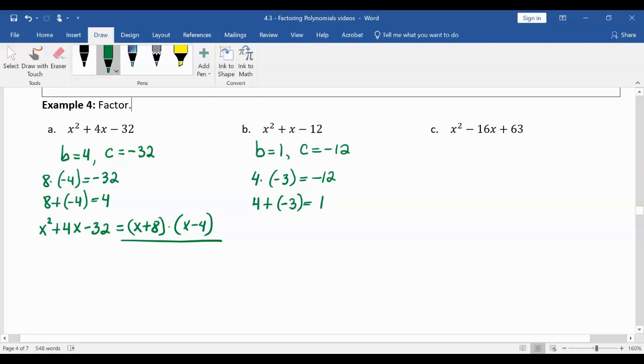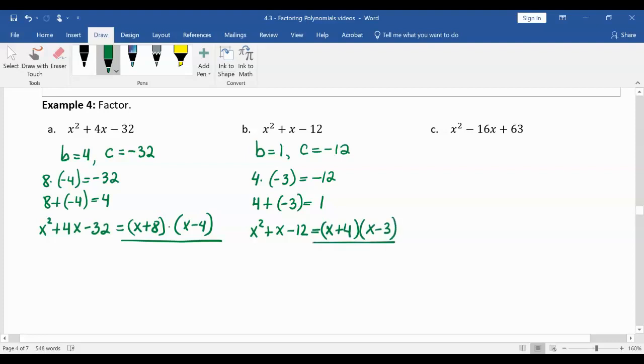Trial and error. So I tried 2 and negative 6, and negative 4 and 3, and they do not work. And I noticed that for 4 and negative 3, when I multiply, I get negative 12, and when I add them, I get positive 1. So the factored form of x squared plus x minus 12 is x plus 4 times x minus 3.